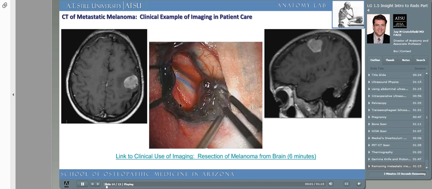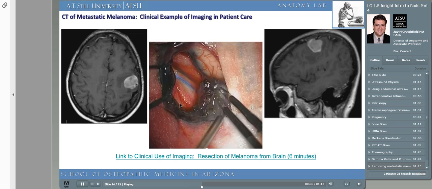Now let's look at an actual clinical use of radiological imaging in a patient who has a metastatic skin cancer to the brain, in this case, malignant melanoma of the skin that has spread to the brain. Here we see two MRI images showing the metastatic melanoma, which is seen as the large, bright white spot about the size of a walnut on these MRI images. If you click the link, you can watch the neurosurgeon remove the metastatic melanoma from the brain tissue.